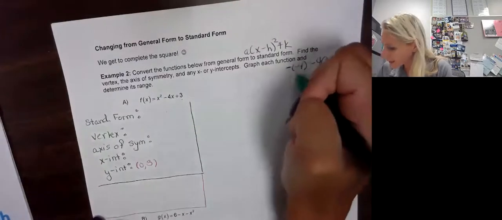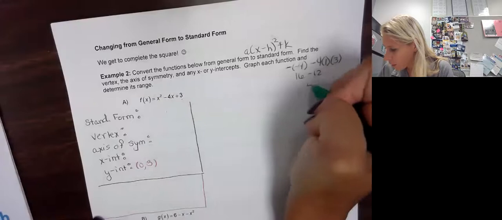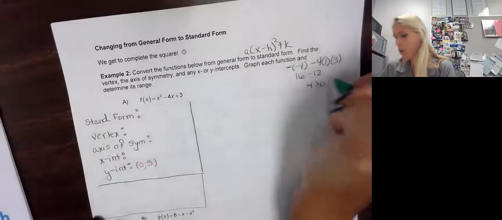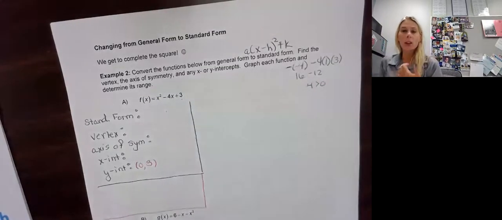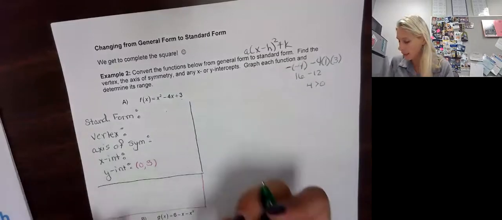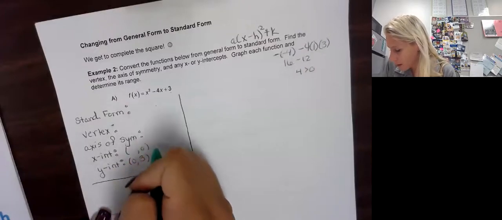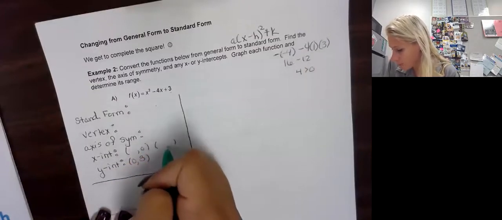If you see, this is 16 minus 12, which is 4, and 4 is greater than 0. So remember, if it's greater than 0, we have 2 solutions. So we should get 2 x-intercepts, okay? X-intercepts are when y is 0.